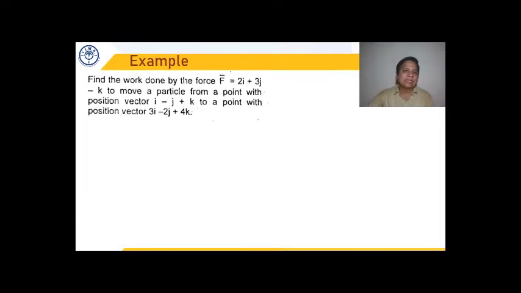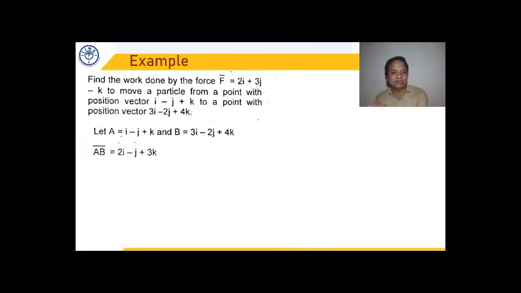Now let's take an example. It says find the work done by the force. Force vector is given as 2i plus 3j minus k to move a particle from a point with position vector i minus j plus k to a point with position vector 3i minus 2j plus k. So we had one position vector and the other position vector. So AB vector can be calculated as position vector of B minus position vector of A. Now these position vectors are taken with respect to a certain origin. So we had OA, we had OB. So AB is OB minus OA.